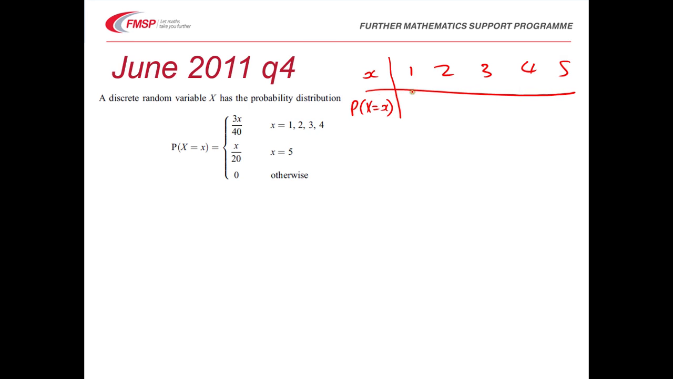So this is going to give me 3 out of 40, 6 out of 40, 9 out of 40, 12 out of 40, and then 5 out of 20. Well, I'm going to call that 10 out of 40 for obvious reasons. You should then check that they add up, and they should add up to 40s, which they do, so that's great. That's going to help you massively with this question, I promise you. So always think about doing that.